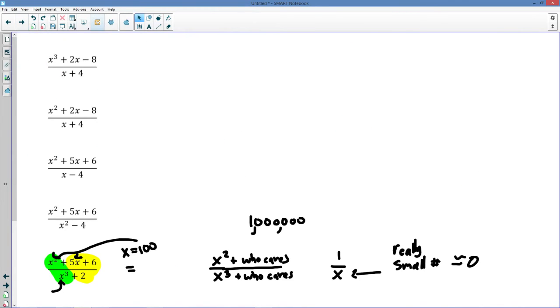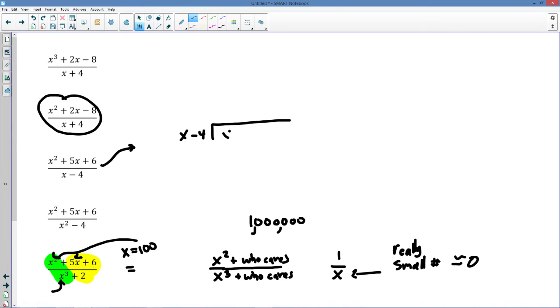Okay, so let's actually take the time to do that. Because this guy was easy, he had a hole, but he was basically a linear function with a hole. But this guy is not, because this does not reduce, right? So let's actually divide x minus 4 into x squared plus 5x plus 6. I'm going to go real quick here, so maybe I'm not that quick.